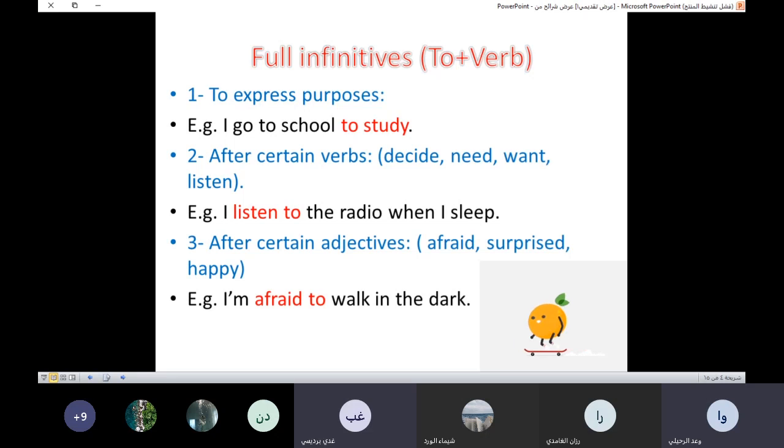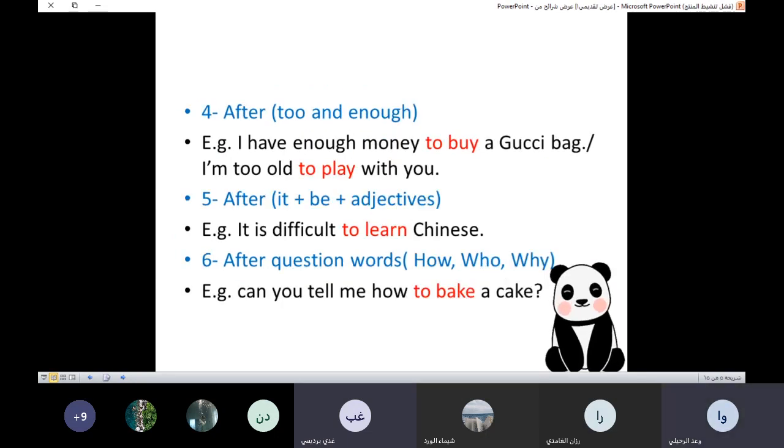Thank you, Shahad. And number 2 is after certain verbs. Some of the verbs, when you see them, after them you're going to put to with the verb, full infinitive. Decide, need, want. Again, with the same thing, after certain adjectives, whenever you see them, you're going to put the full infinitive, to plus the verb. Okay, after too and enough. Of course, when I say after too and enough, or after certain adjectives or verbs, it doesn't mean, ya Ola, immediately.